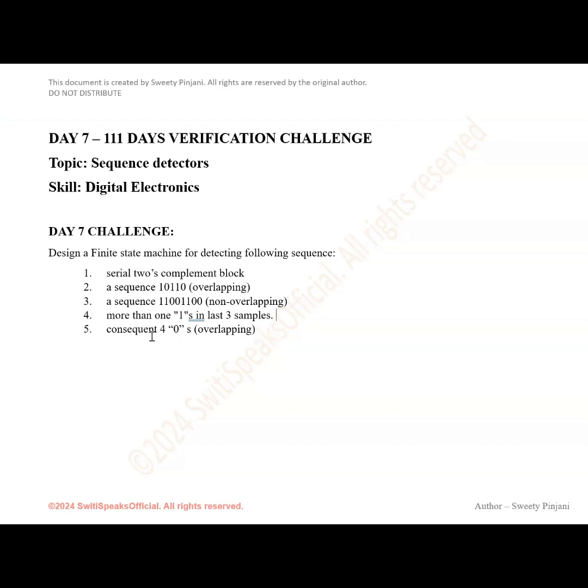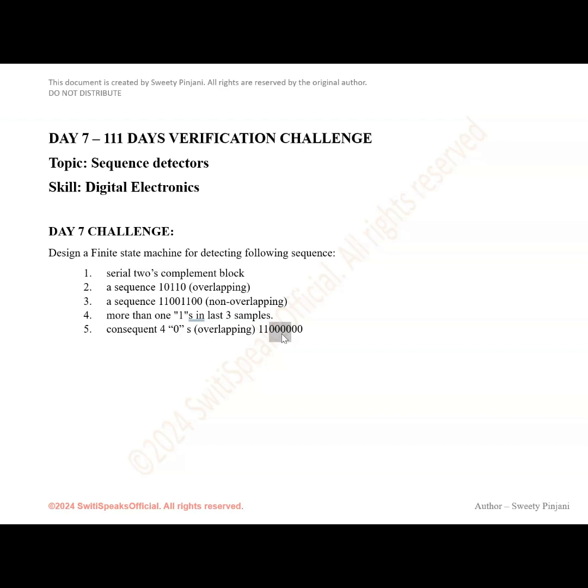The next is if you get consecutive 4 zeros, in overlapping. So say you have a sequence 110000000. Here what we say is consecutive 4 zeros in overlapping. So here see how many zeros: 1 2 3 4. Yes, 4 zeros were detected. Here the output should be 1.